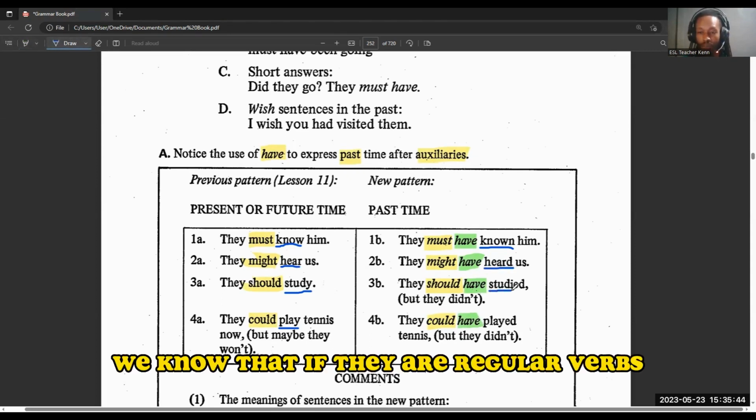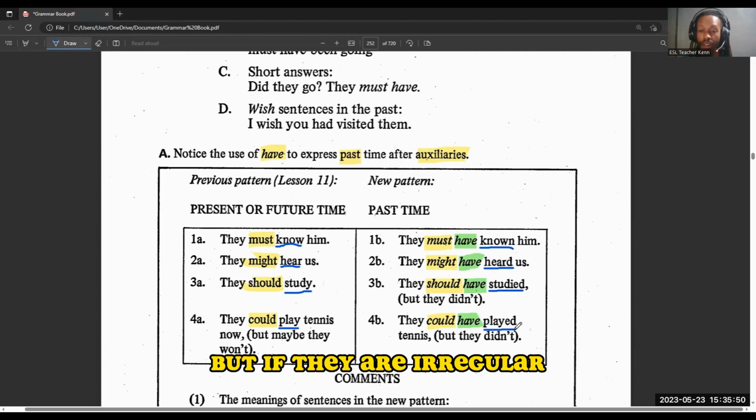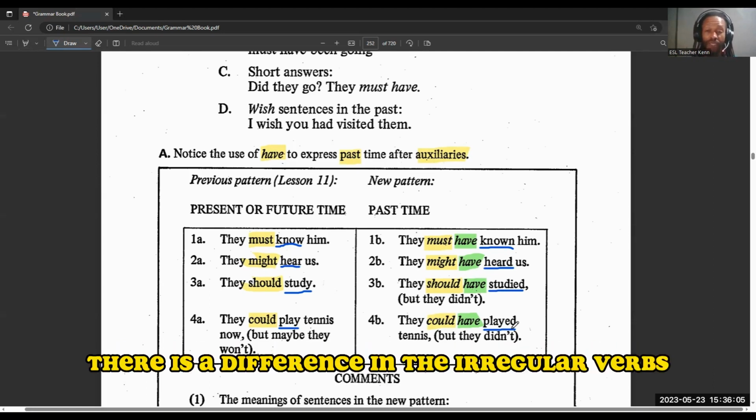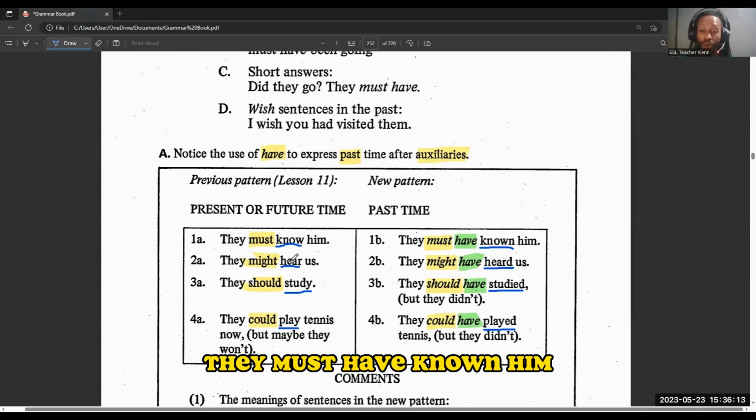We know that if they are regular verbs, there is no difference between present and past participle. But if they are irregular, between present and past, if they are regular verbs, the only difference is the ED. But between present, simple past, and past participle, there is a difference in the irregular verbs. For example, in number 1, they must know him. They must have known him.